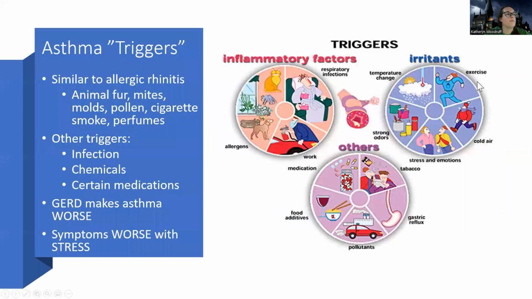All right. So I said there's a variety of triggers. It's going to be very similar to allergic rhinitis, where animal fur can get to them. Mites and molds can be irritating to them. Pollen is a common one, especially in Texas. Cigarette smoke, perfumes. That's why you should definitely take it seriously.